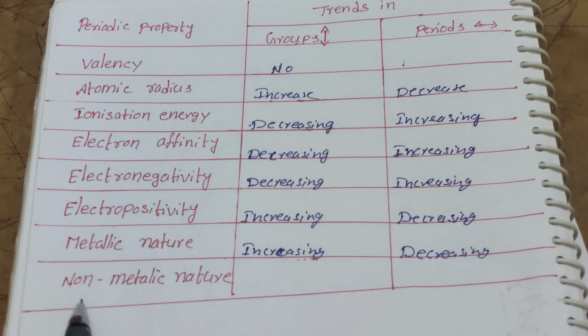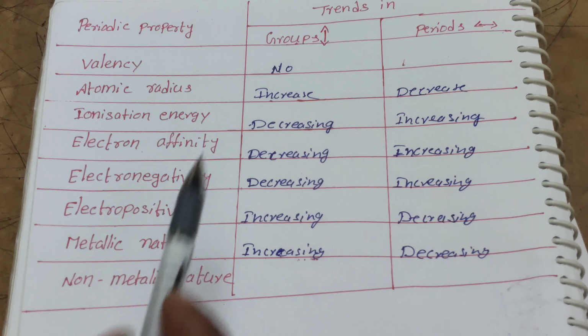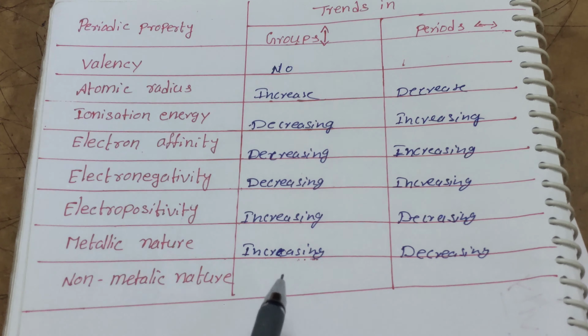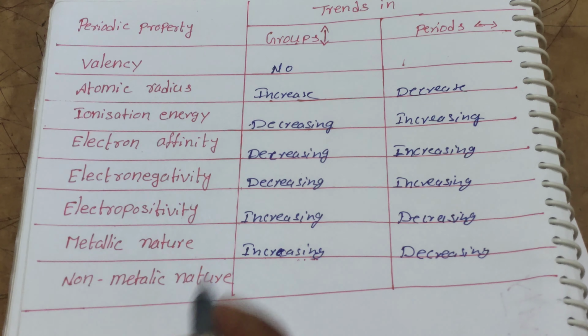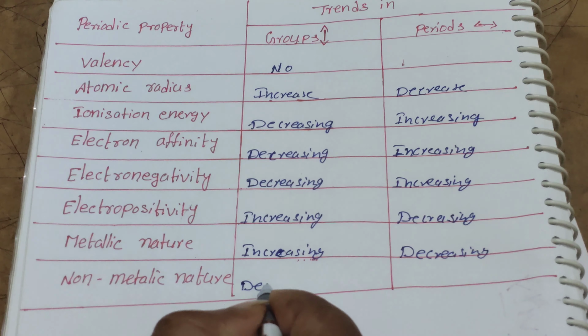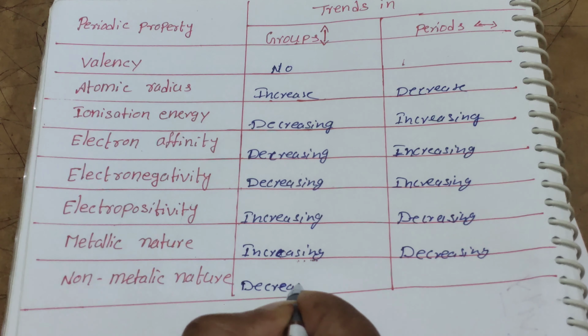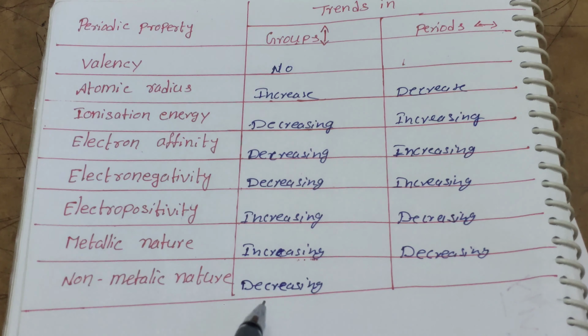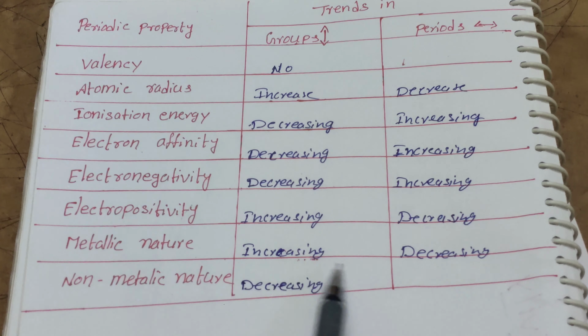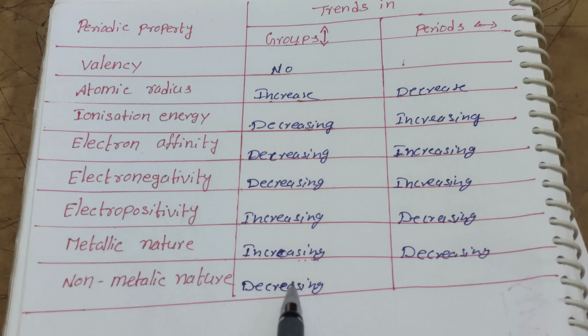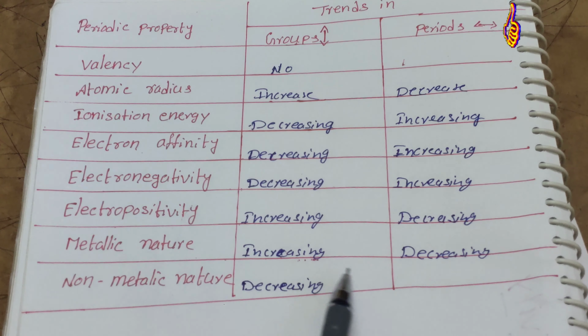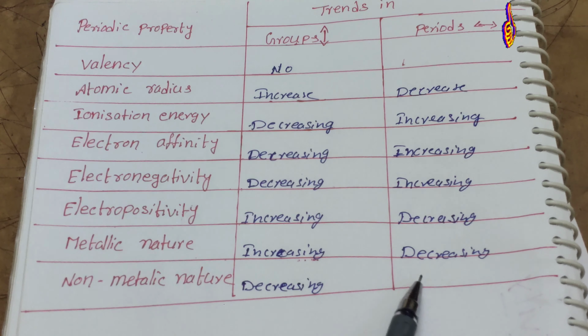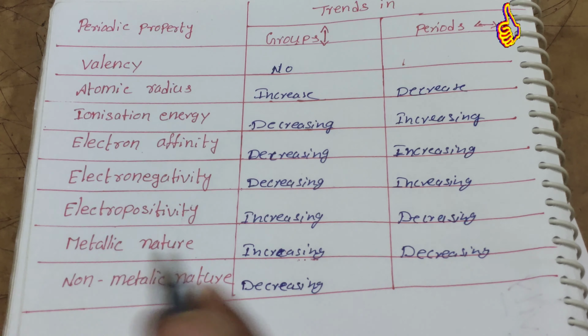Okay students, the next one is the non-metallic character. In the groups from top to bottom, the metallic nature increases. That's why the non-metallic nature gradually decreases. Why? Because the electropositive character is increasing, and that's why in the groups from top to bottom the non-metallic character is decreasing. Whereas in the periods from left to right, the non-metallic character increases, because from left to right the non-metallic character increases.